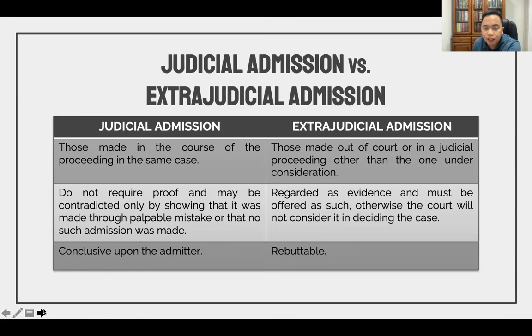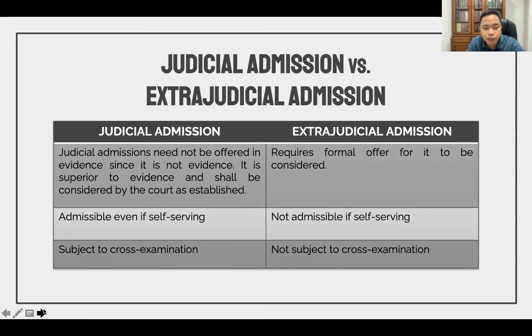On the other hand, extrajudicial admission is regarded as evidence and must be offered as such, otherwise the court will not consider it in deciding the case. Judicial admission, class, is conclusive upon the matter, while extrajudicial admission is rebuttable. When you say rebuttable, contrary or countervailing evidence can be presented to prove otherwise.